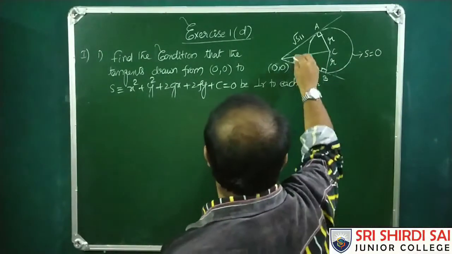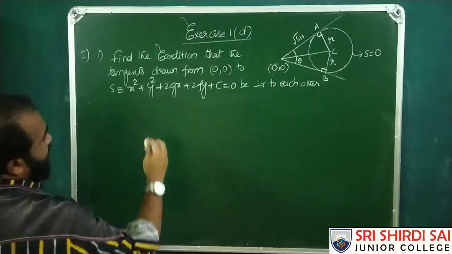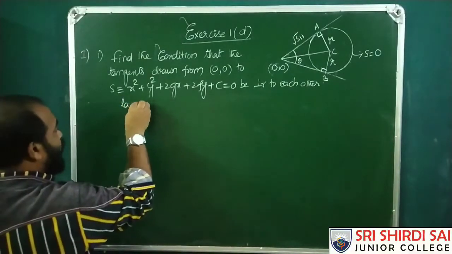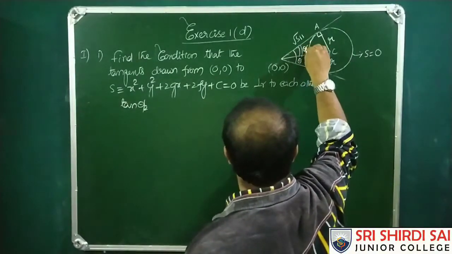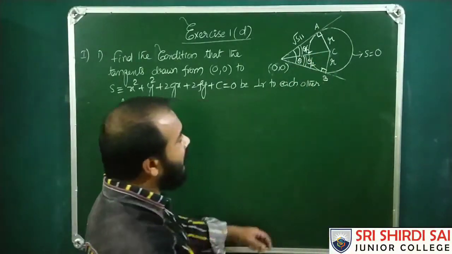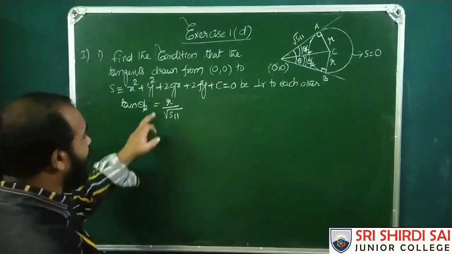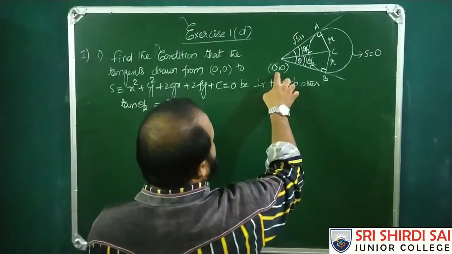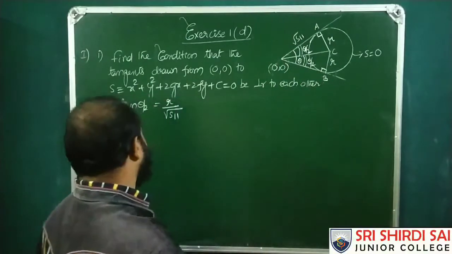So if theta is the angle between the tangents drawn from P(x1, y1) to the circle S = 0, then tan(theta/2), where this is whole theta and this is theta/2 and this is also theta/2, as we have seen in the theorem, is equal to R by root S11, where R is the radius of the circle and root S11 is the length of the tangent drawn from the point P to the circle. So this is root S11, this is also root S11.